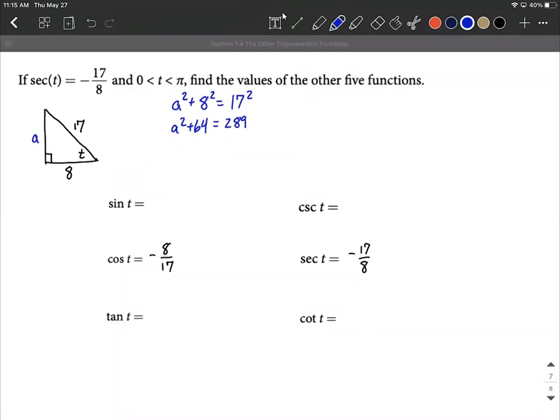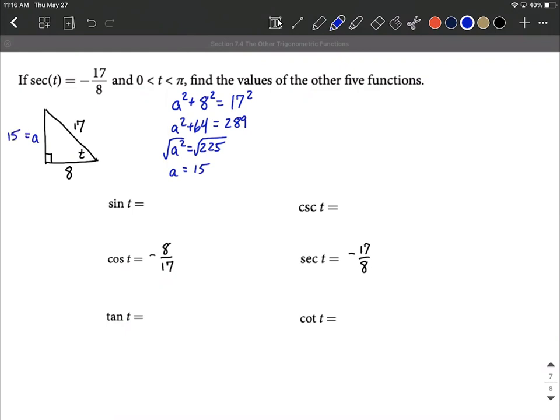All right, from here, we want to isolate the a squared, so we're going to subtract the 64 from both sides. So 289 minus 64 is going to leave us with 225 on the right-hand side. And then to get a all by itself, we'll apply a square root to both sides. So we end up with a equals 15 with a little reducing down here.